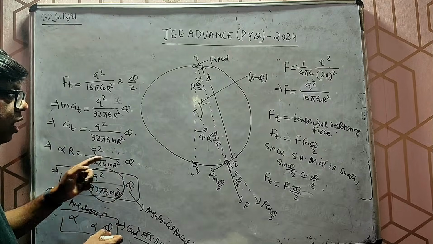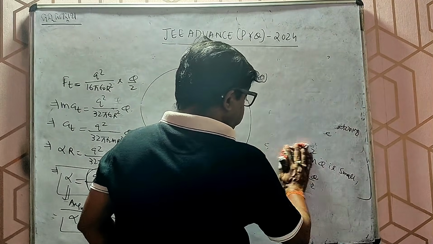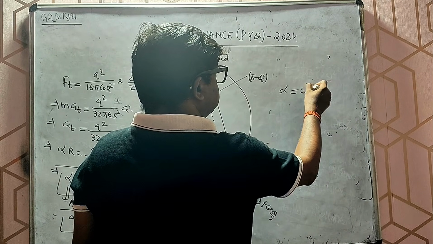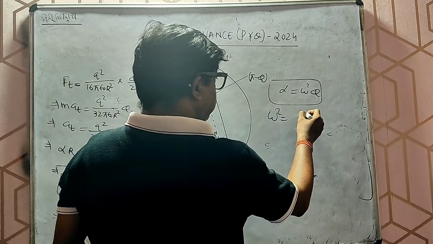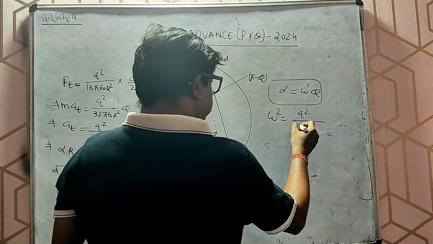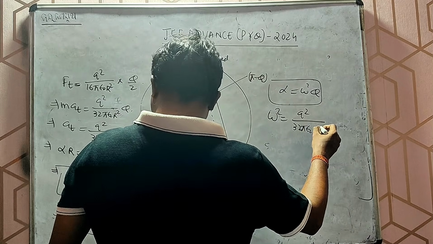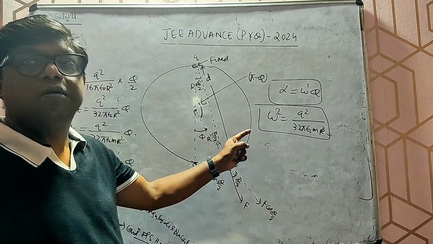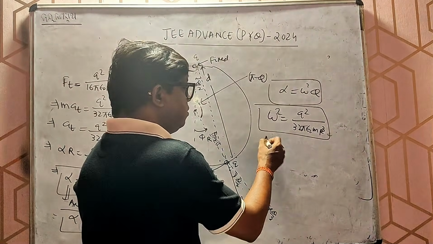So this term is the angular frequency omega square. So alpha is equal to omega square phi. What is the value of omega square? Q square by 32 pi epsilon 0 m R cube. So this is the required answer, the square of the angular frequency. Answer is B.